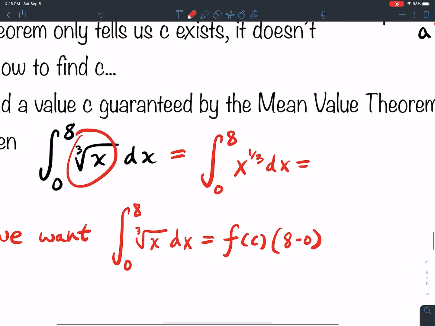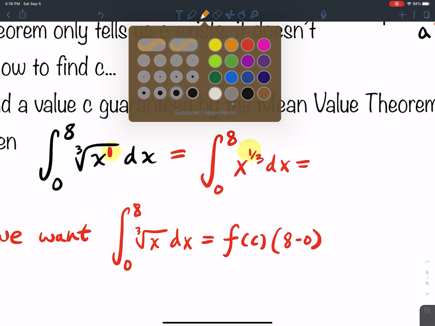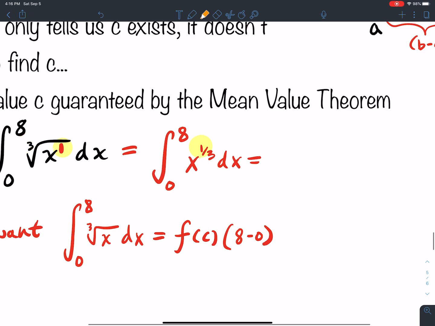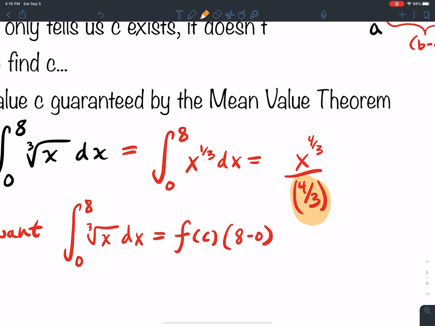To do that, I'm going to convert this to rational exponent form. Remember the rider and the horsey trick: the rider goes in the house, the rider goes on top, the horsey goes outside, and the horsey goes underneath whenever you're riding. So that's going to be x to the 1/3. Whenever I add 1 to 1/3, 1 plus a third becomes 3/3, so that's 4/3 as an exponent. But when I divide by 4/3, I do the reciprocal, so that becomes multiplying by 3/4. And so I want to integrate this from 0 to 8.